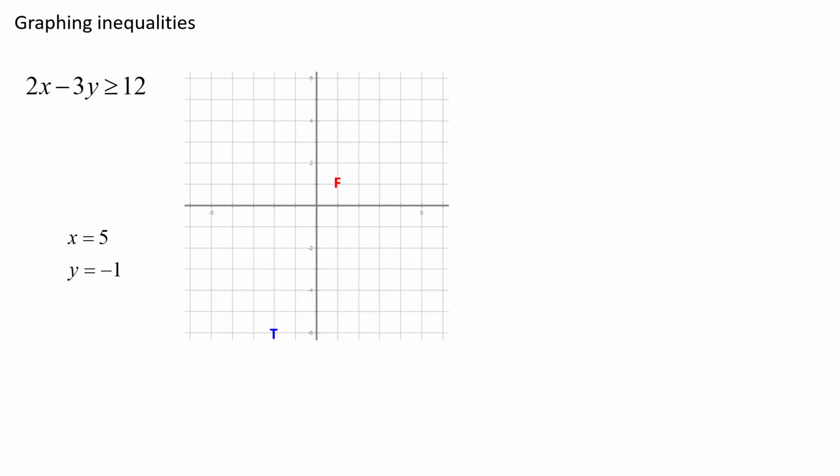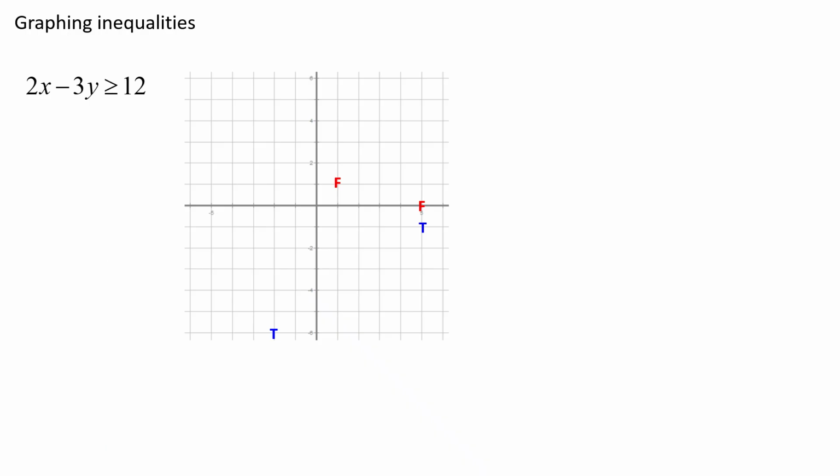And we could keep doing this. Let's do a couple more. Randomly chosen numbers, plug in, do the math. Oh, look, 13 is greater than or equal to 12. That is a true point. I'll put a T there for that. Here's another randomly chosen pair, plugging in, doing math, and we get a false statement here because 10 is not greater than or equal to 12.